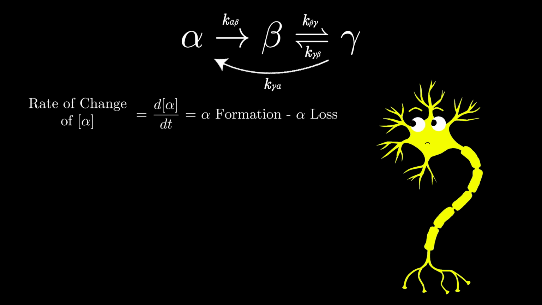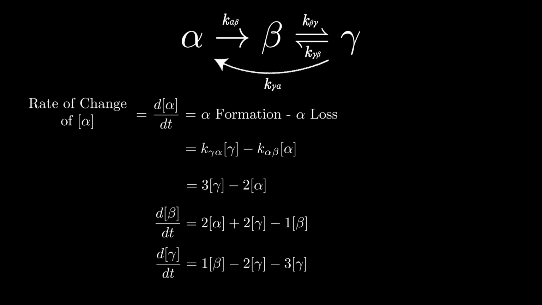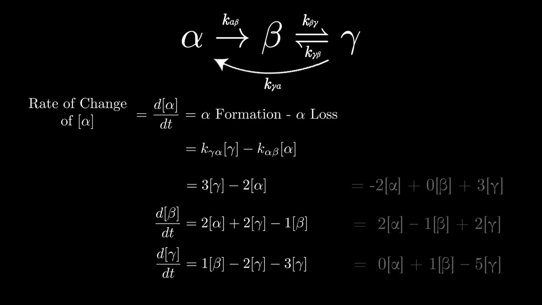And by combining our knowledge of chemistry and differential equations, we can ultimately find that dα/dt equals 3γ minus 2α. And if we repeat this process for transcription factors β and γ, we get this system of differential equations, which we can rearrange like this.